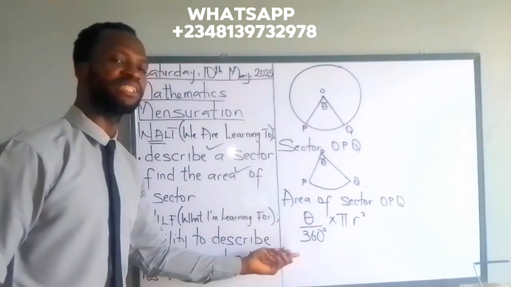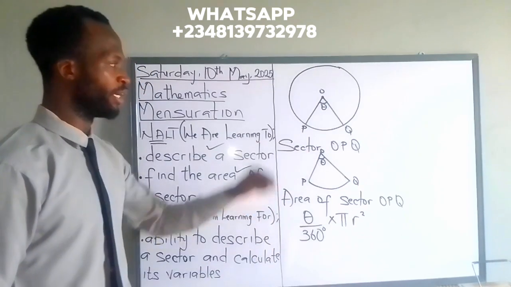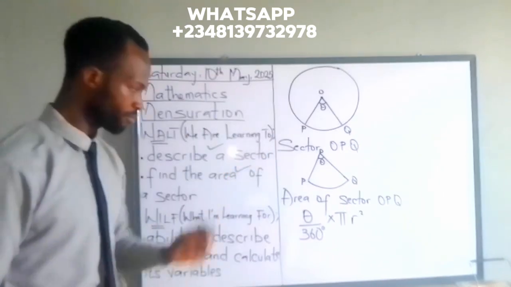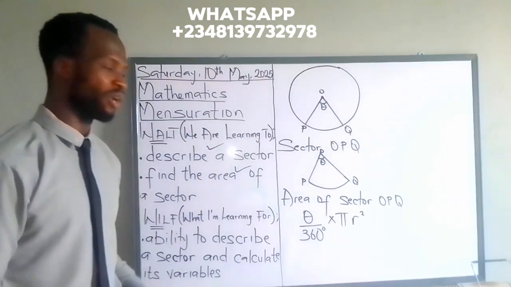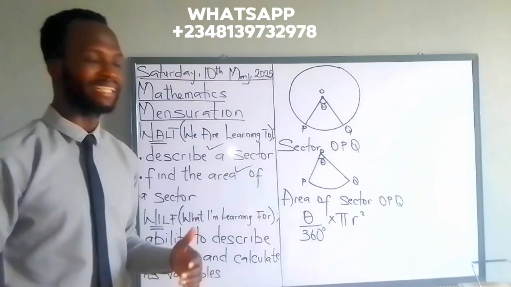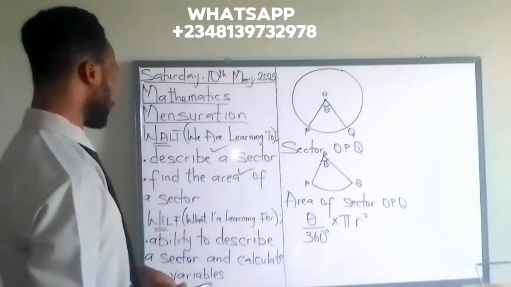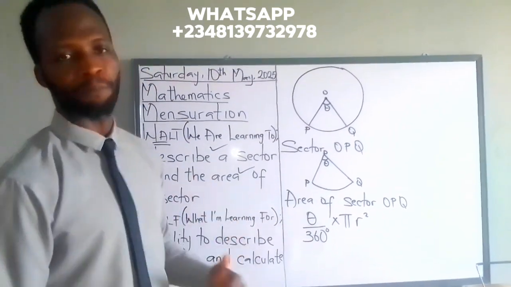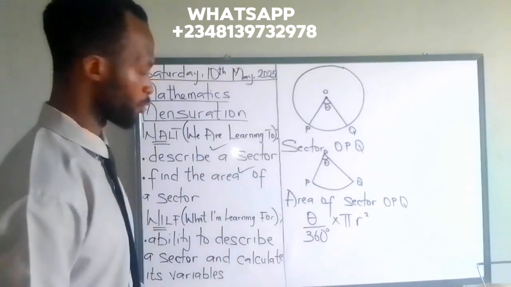And we have 360 degrees as the sum of angles at a point. So that's it. This is the formula for calculating the area of sector OPQ and any other sector. The next thing we're going to do is to solve applied questions. So let's take some applied questions.